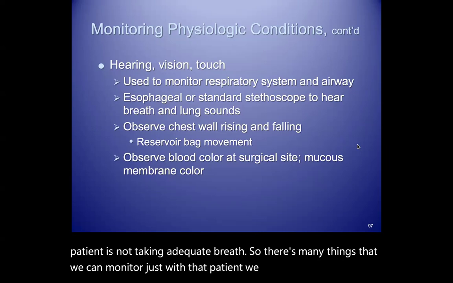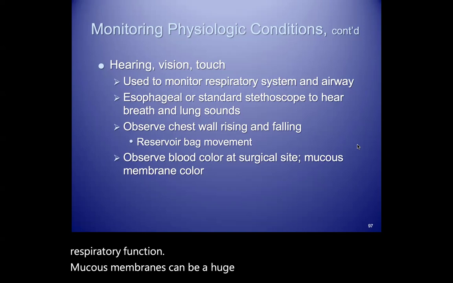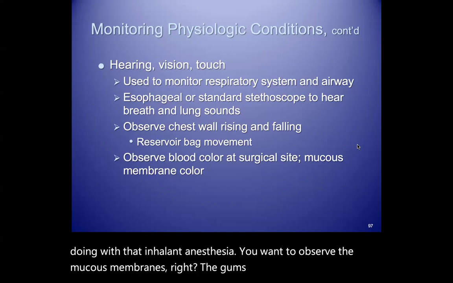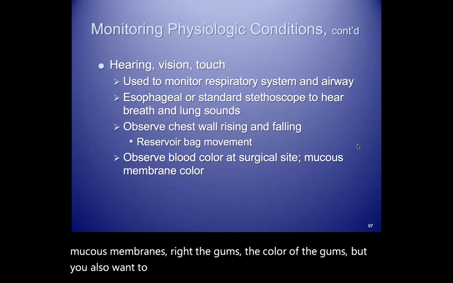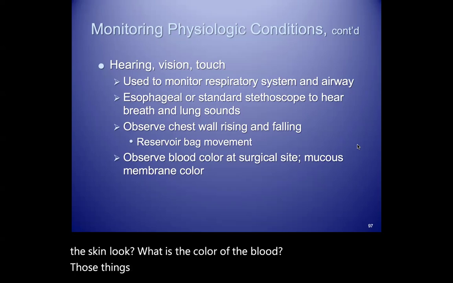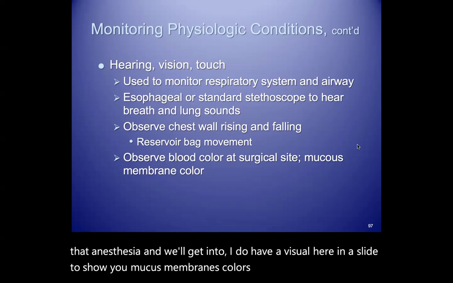We also, when it comes to respiratory function, mucous membranes can be a huge telltale of how the patient is doing with that inhalant anesthesia. You want to observe the mucous membranes, right? The gums, the color of the gums, but you also want to observe the color at the surgical site. How does the skin look? What is the color of the blood? Those things will also determine, again, how they're doing under that anesthesia. And I do have a visual here in a slide to show you mucous membrane colors and kind of differences and what to look for.